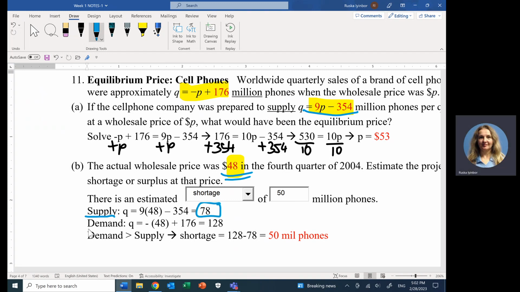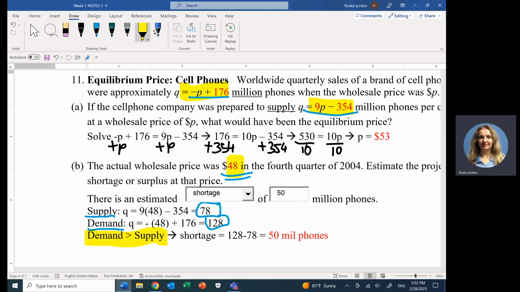Then in the same way, using the equation for the demand, the equation is over here, negative P plus 176. So plug in 48 again. It's going to be negative 48 plus 176, which gives me 128. So the supply is going to be 78, in million phones, and the demand is going to be 128. Because the demand is bigger than the supply, 128 is bigger than 78, that's why you're going to have a shortage.